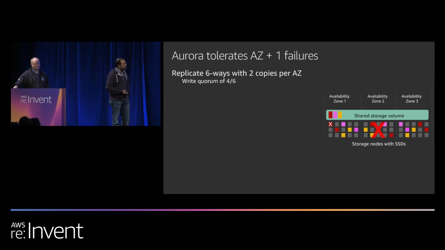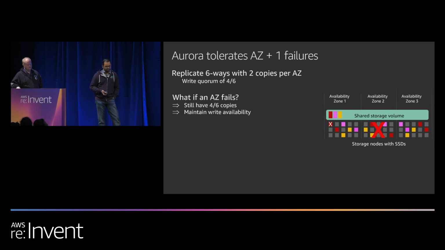What do we do? So in Aurora, we tolerate AZ plus 1 failure. So we replicate 6 ways with 2 copies per availability zone. So instead of 2 out of 3, we do 4 out of 6. And we can talk about the same failure scenarios. What happens if an AZ fails? So we lost 2 copies that were present in that particular AZ, but we still have 2 copies in 2 other AZs. So we continue with 4 out of 6 copies. We maintain write availability.